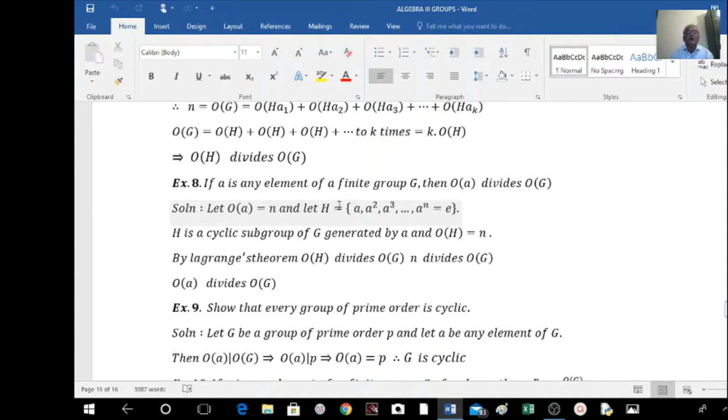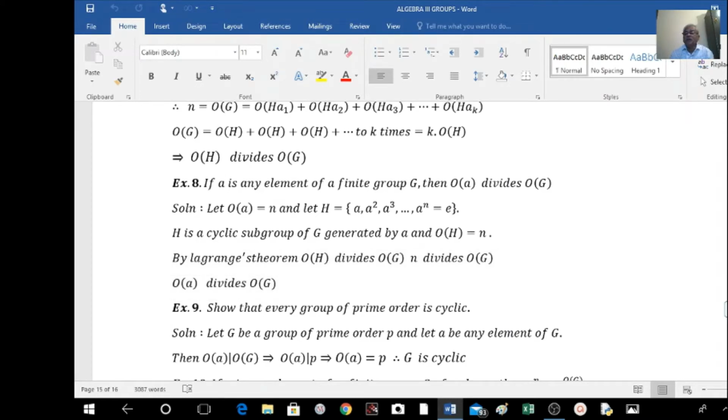Therefore H is a cyclic group generated by A. So that means H is a subgroup of G. If H is a subgroup of G, then by Lagrange's theorem, the order of H divides the order of G. So the order of H is equal to N, and N divides the order of G. So what is our N here? N is nothing but the order of A. So the order of A divides the order of G.